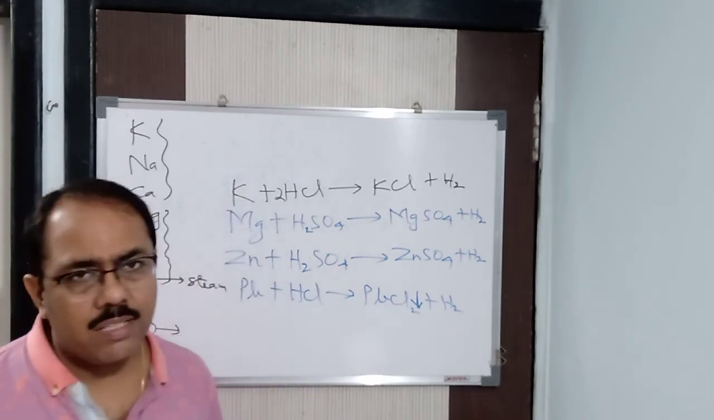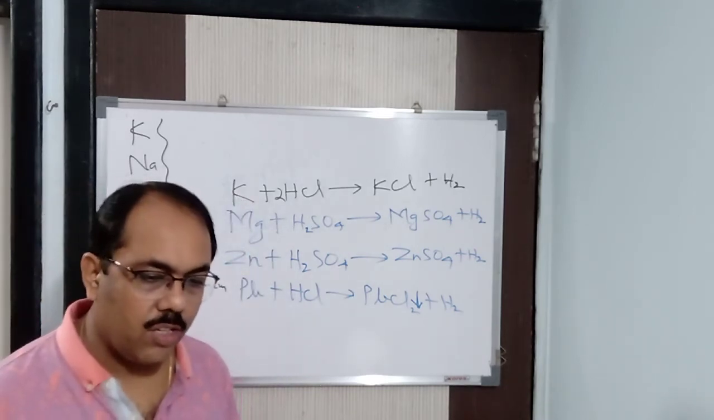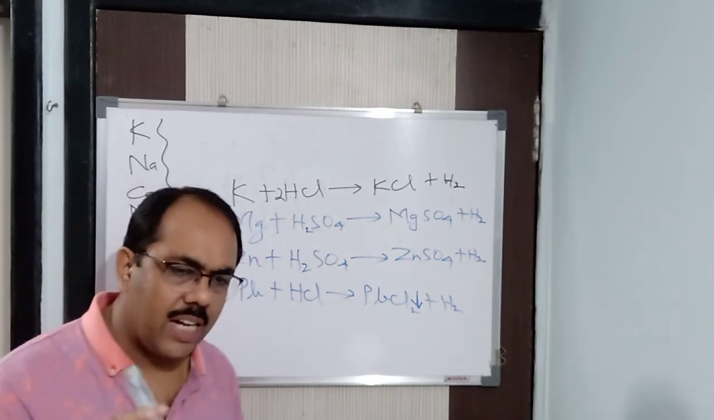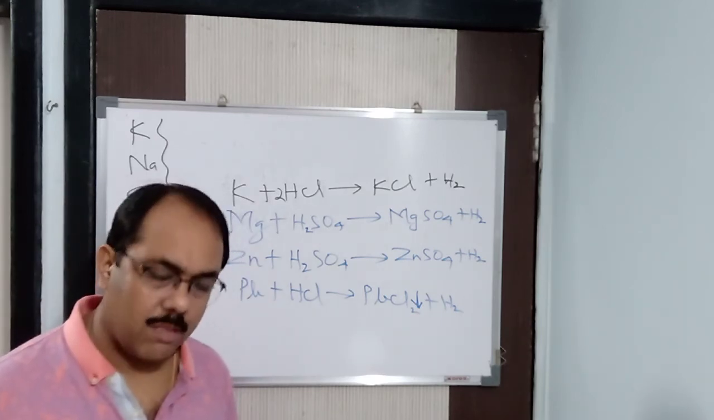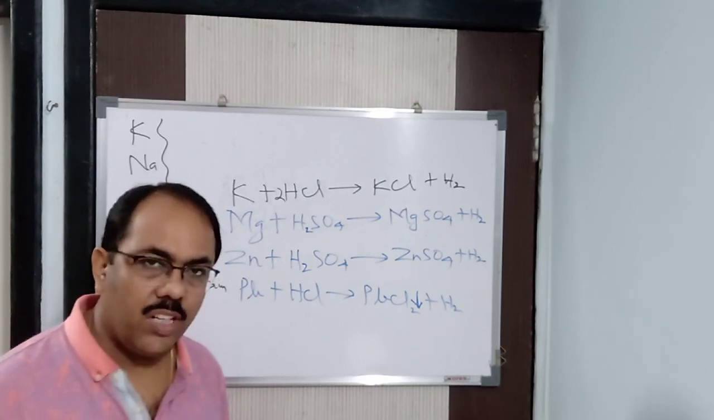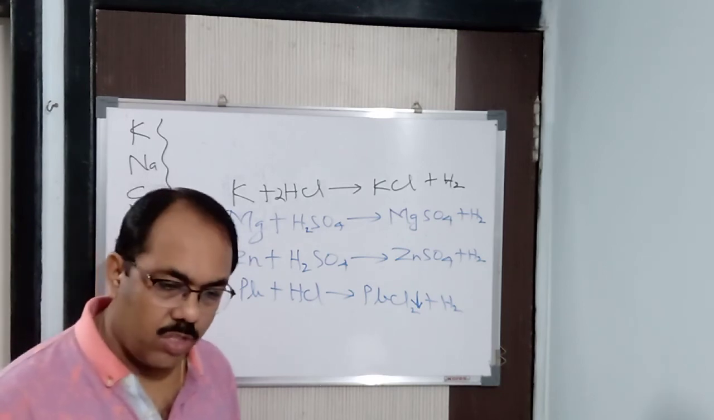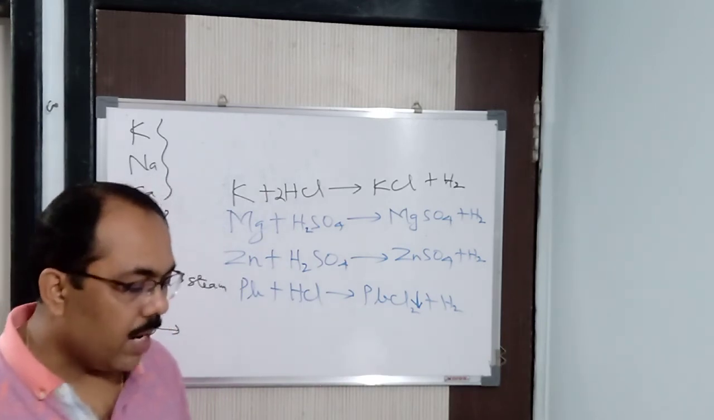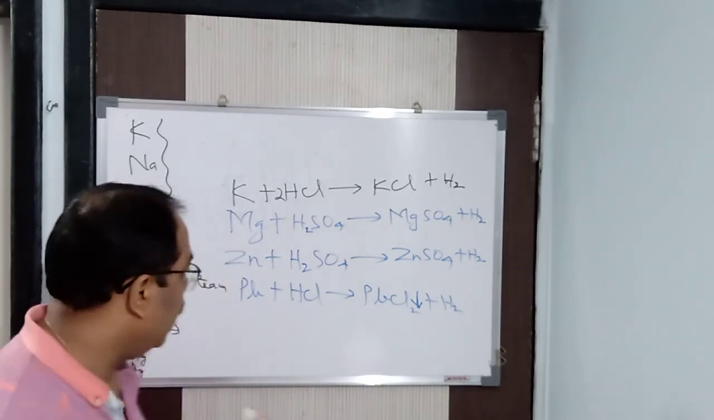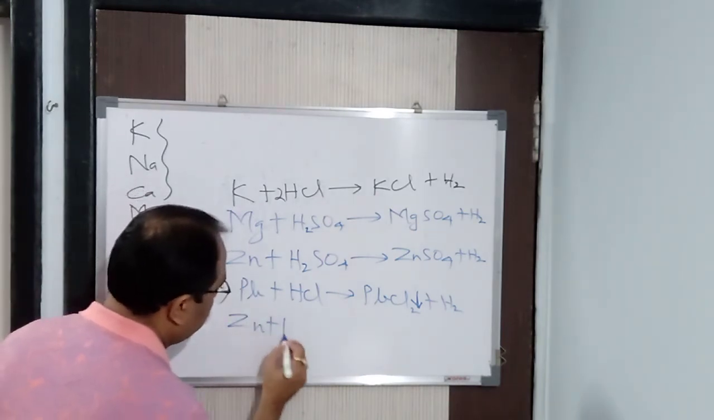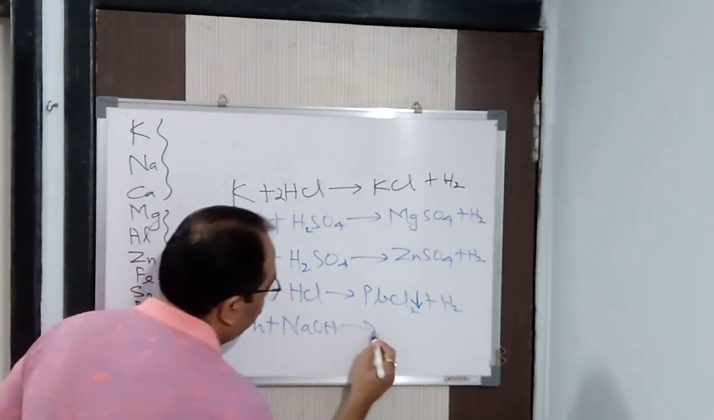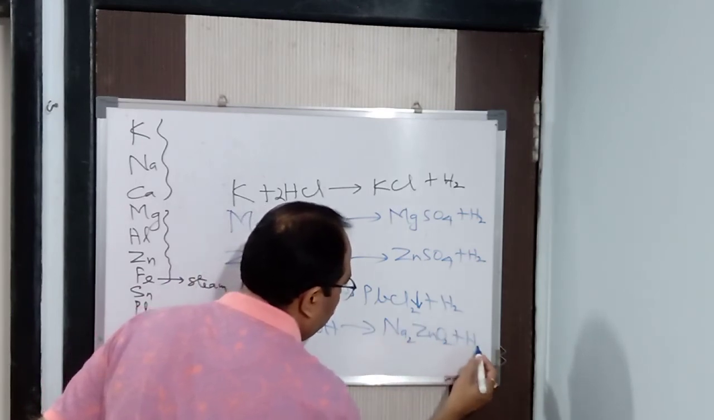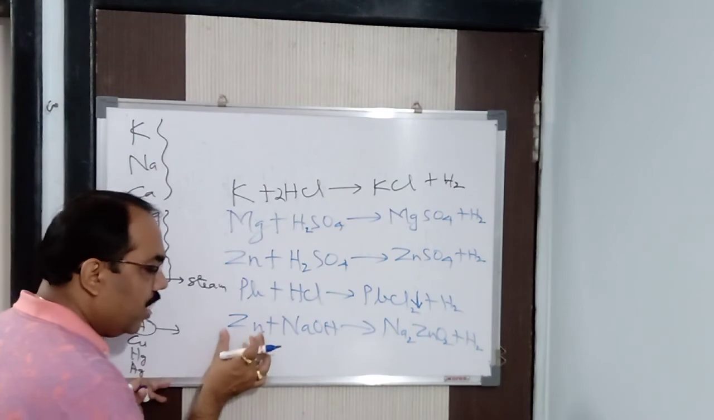There are also certain metals which are amphoteric in nature, like zinc, aluminum, tin, lead, which not only react with acids but also react with bases. I said with lead, practically we do not do it, because it forms a sulfate or a chloride, an insoluble salt. But we can do it with bases, like zinc reacts with the base to form Na2ZnO2 plus H2, because zinc is an amphoteric metal.